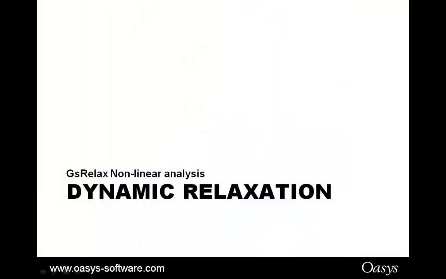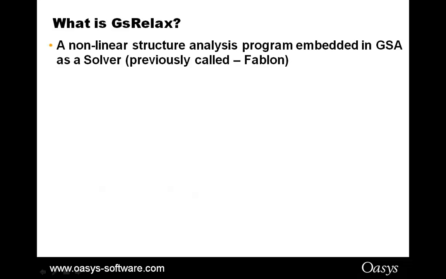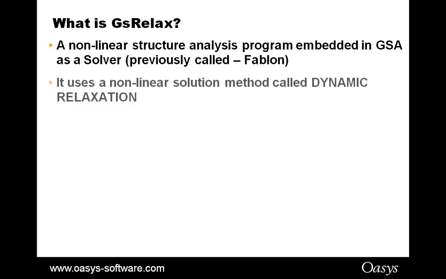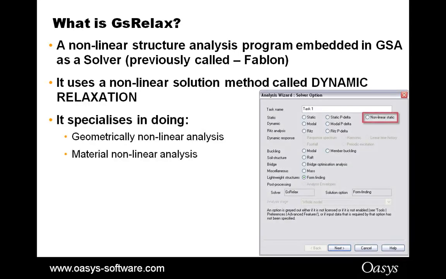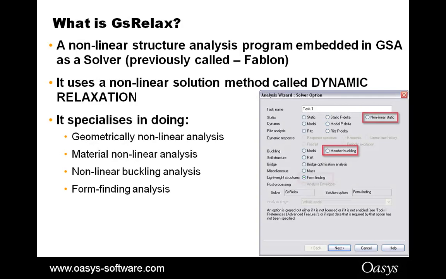Now, GSA uses a special type of nonlinear analysis for this, which we call dynamic relaxation. Well, the solver is called GS Relax, and it uses dynamic relaxation. It's a solver embedded within GSA. GSA has several solvers, linear, nonlinear, and so on. Some of the old hands may know of this as Fablon. It uses a method called dynamic relaxation, and this is then used for geometric and material nonlinear buckling, and of course the form finding as well.